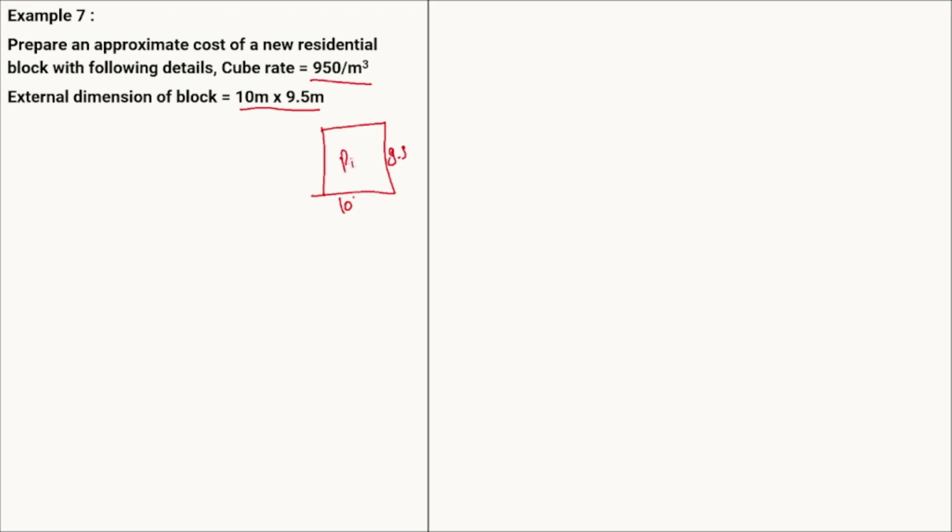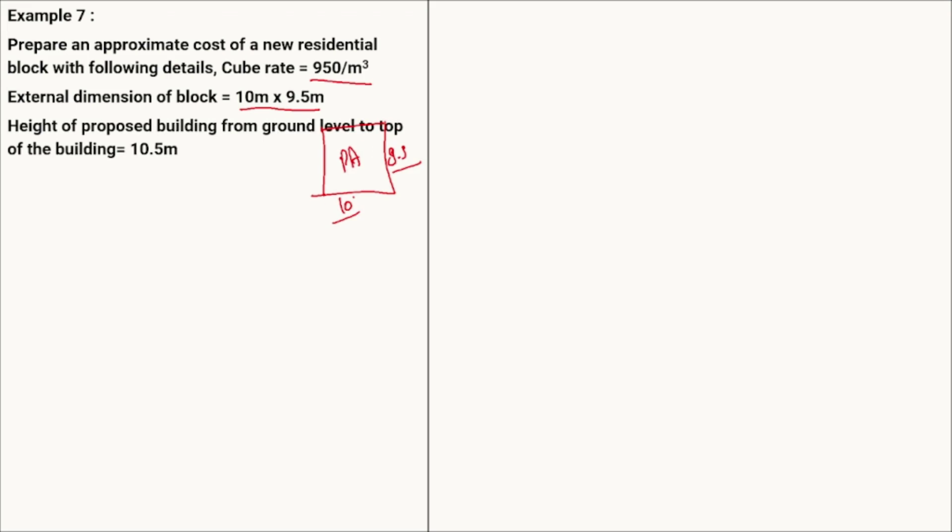Now here, prepare an approximate estimate of the new residential block with the following details. The cubic content rate is given as 950 rupees per meter cube. The external dimension of the block is given as 10 meter by 9.5 meter. Whatever our proposed building is, for that particular proposed building, the area is given. So we can easily calculate the plinth area of the building, 10 multiplied by 9.5.